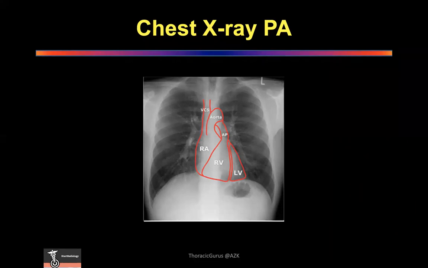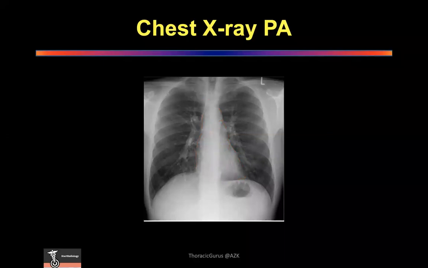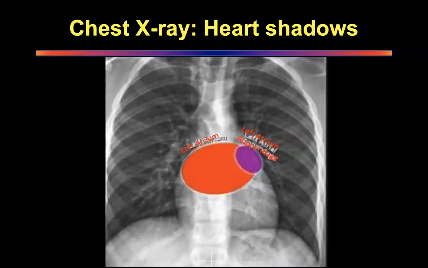So right atrium, left ventricle, right ventricle, aortopulmonary notch, where lies the left atrium, aorta, and SVC. Okay, is this clear? Okay, let's move on from here. Let's look at another chest X-ray.